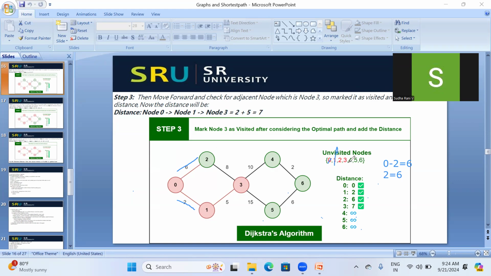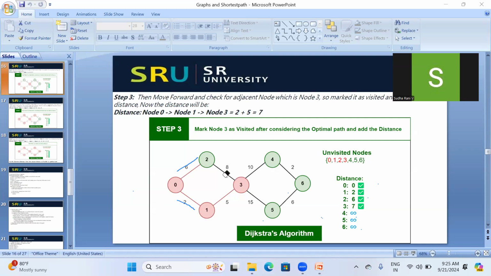We covered up to now node 2. Okay, now to the next node. So we completed 0, 1, as well as 2. See here, now we have to traverse to 3.